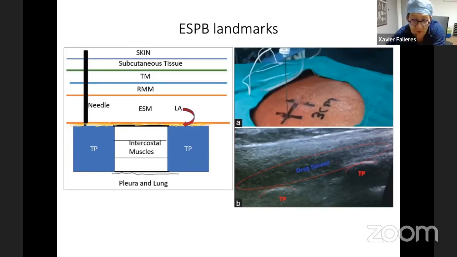So remember, the erector spinae plane block can be given very easily without ultrasound guidance. When you don't know how to give an epidural, when you don't know what to do, when you have a high-risk patient, it's perhaps better to try first to give an erector spinae plane block.